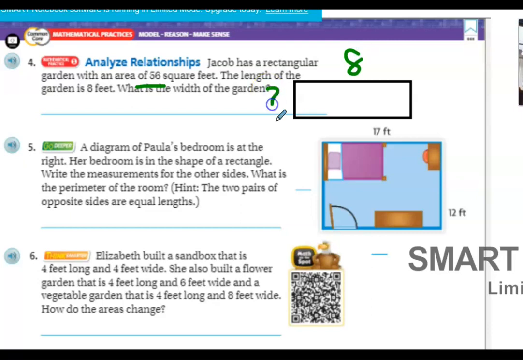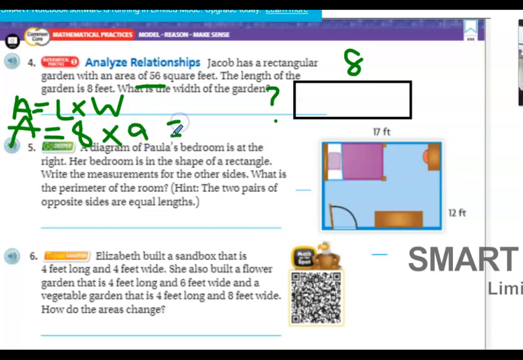So we don't know what this is. But we know that area equals length times width. So area equals the length, which is 8, times something, say A, equals 56. So you have to know your multiplication facts. So what did you come up with? You are correct. It's 7. Perfect.